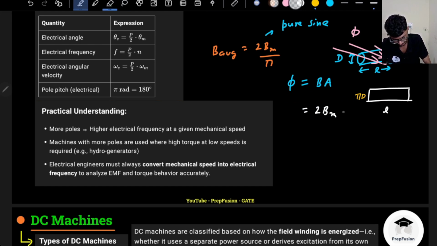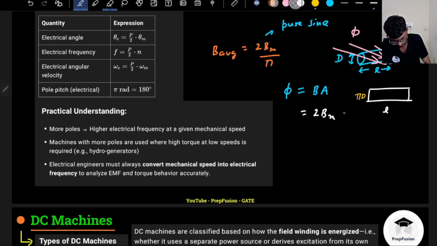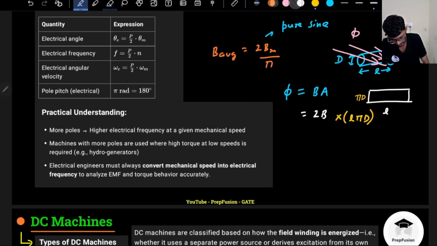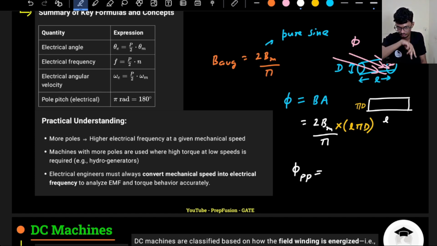So I can write phi will be equal to 2 Bm into area. Area is basically L into pi d. It is just a rectangular sheet, L into pi d. Sorry, not Bm, it is 2 Bm by pi. Remember, this is the formula for average flux for a sinusoidal flux waveform.